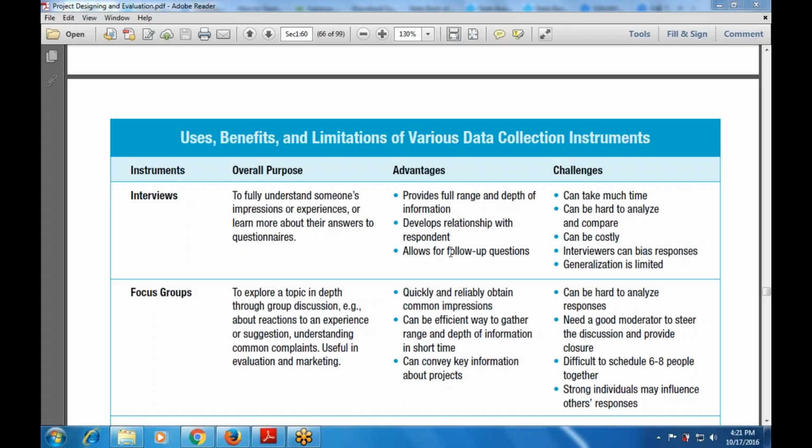The next one is a focus group. To explore a topic in depth through group discussion, that is about the reaction to an experience or suggestions, understanding common complaints, useful in evaluation and marketing.